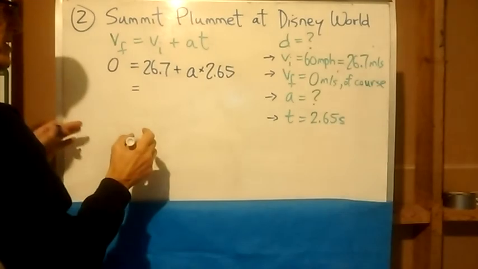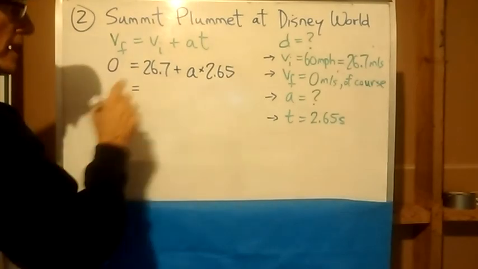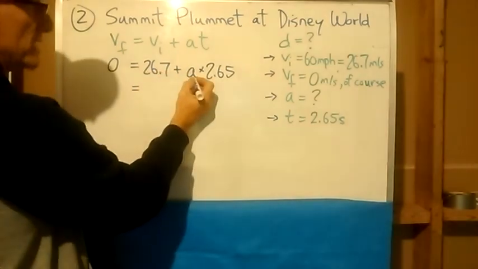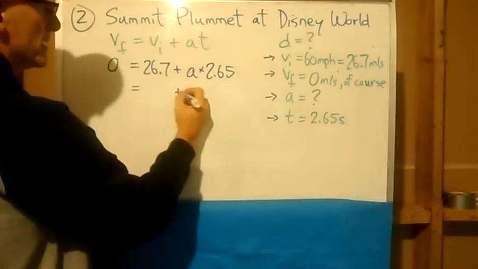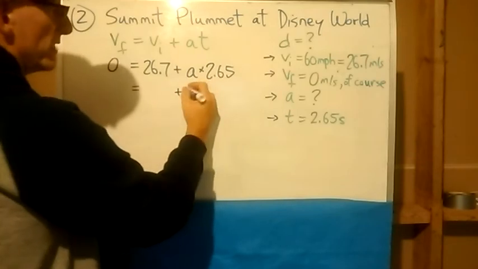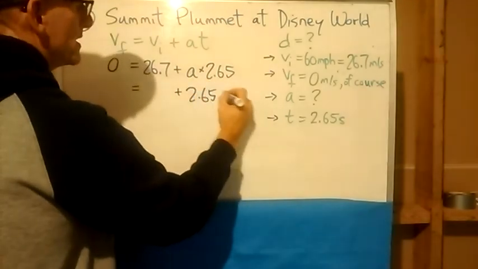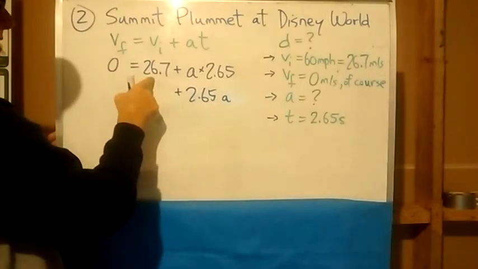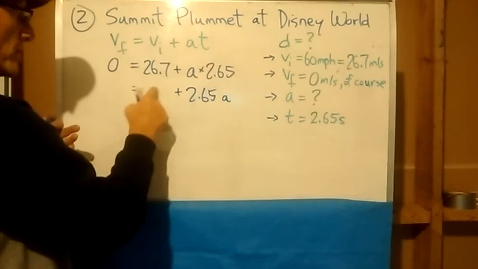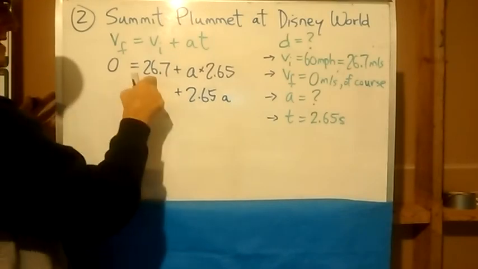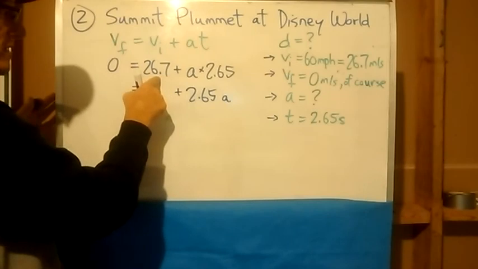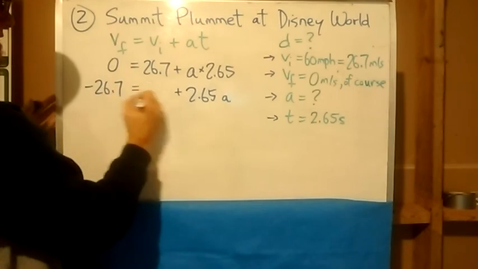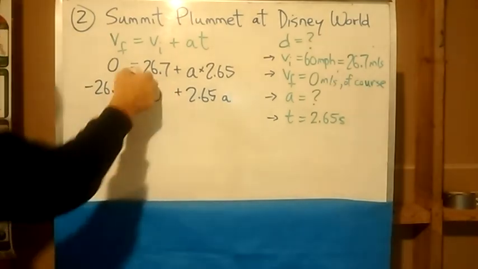If I solve this, I want to have numbers on one side and variables on the other. So I know the variable is A, so I have to keep that on this side. This is A times 2.65, which is the same as 2.65 A. This is 26.7 on this side, but I don't want it here. I want it so that there's no number here and it's on the other side. So I have to take 26.7 away from this side and away from this side. So I get minus 26.7 is equal to 0. So I've just literally brought it over to the other side.